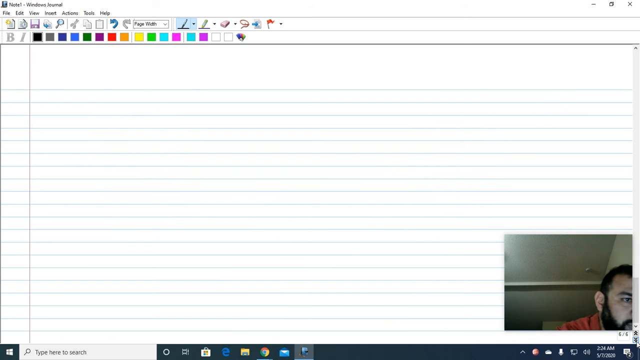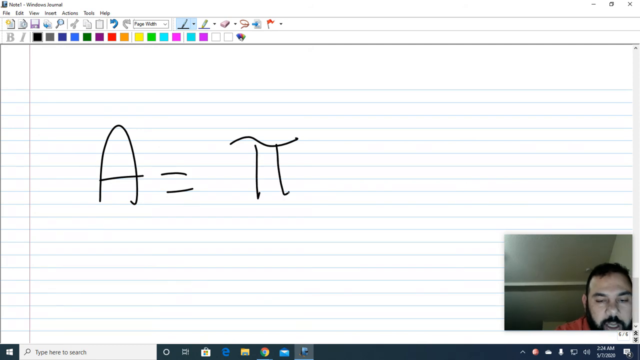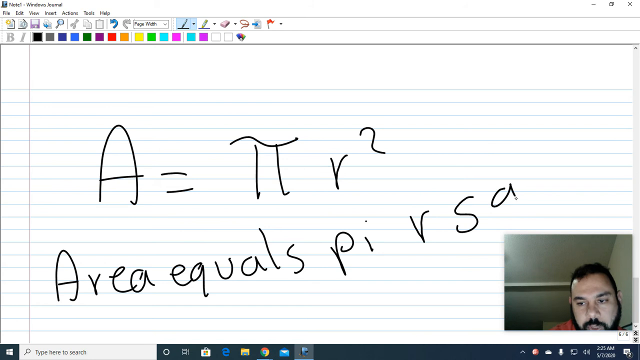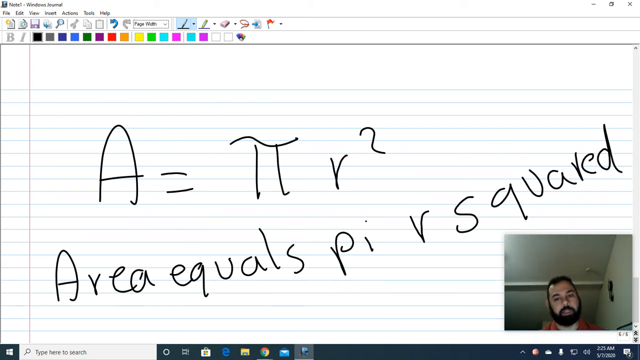Now let's see how we can memorize the formula. So area equals pi r squared. Remember it: area equals pi r squared. This is how I have been memorizing it for more than 25 years now. Area equals pi r squared.